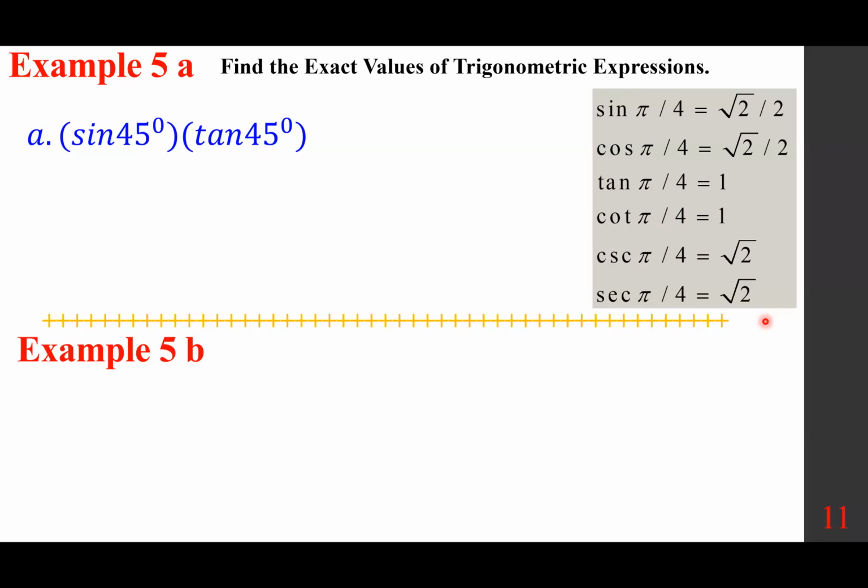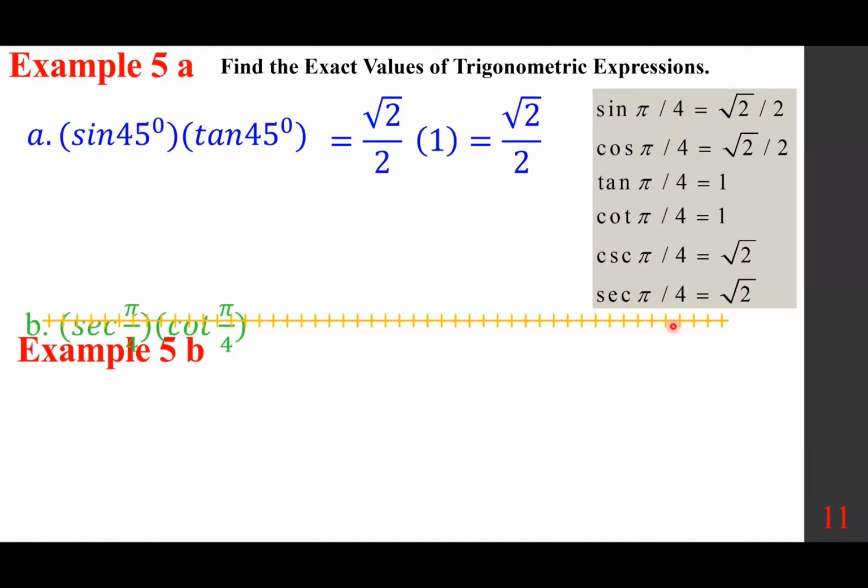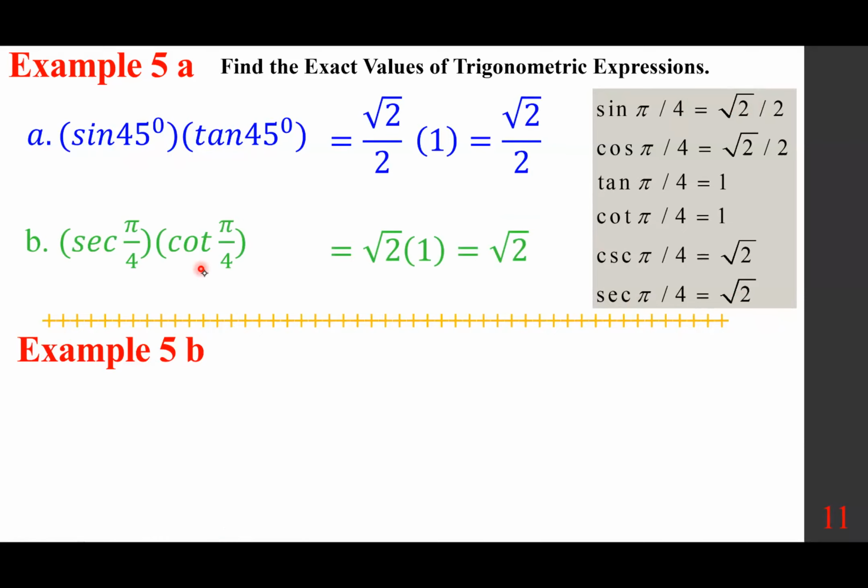So what is sine of 45 times tangent of 45? You're supposed to know this is square root of 2 over 2 and this is 1. So the product is square root of 2 over 2. Again, I wrote this for now, but we must memorize. What about secant of pi over 4 times cotangent of pi over 4? We know secant is square root of 2. We know cotangent is 1. Their product is square root of 2.